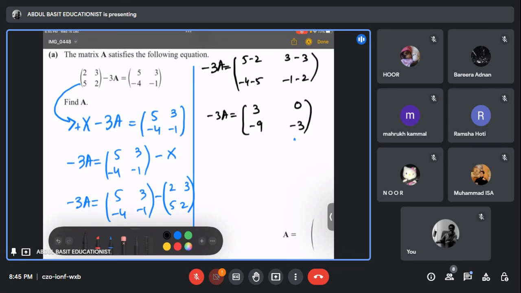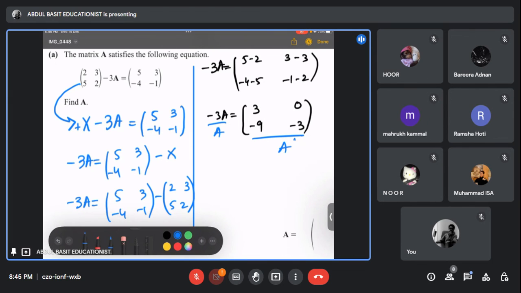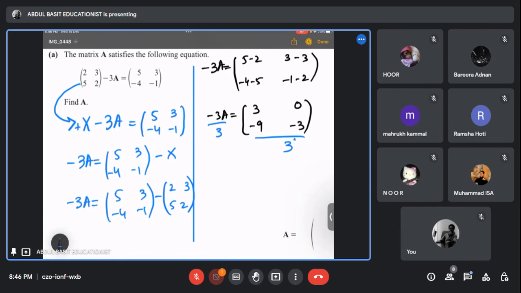Now I want A. So dividing both sides by A. Sorry, divide both sides by 3, not A. So dividing both sides by 3. So minus 3 is cancelled. So A is equal to, you have to divide this now.